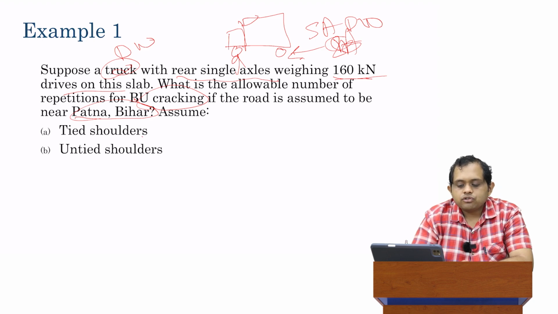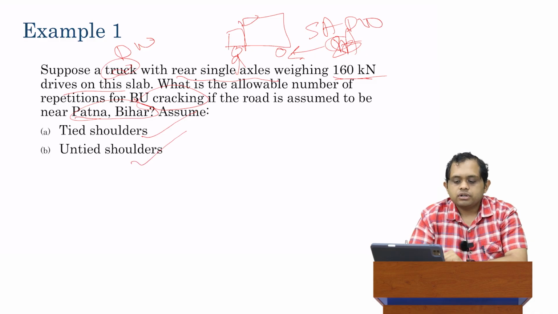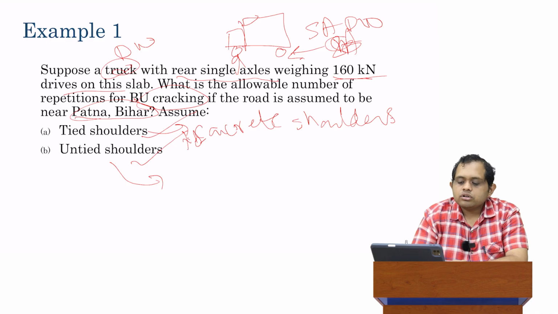Assume that you have a tight shoulder. That's one problem that we solve when we have a tight shoulder. And then also assume that you have an untied shoulder. Note again that in IRC 58, the terminology is a little bit different. Tied shoulders will be written as tied concrete shoulders. So if you look at the code itself, it always uses this terminology, tied concrete shoulders. And for untied shoulders, it might simply write non-concrete shoulders or does not contain concrete shoulders.